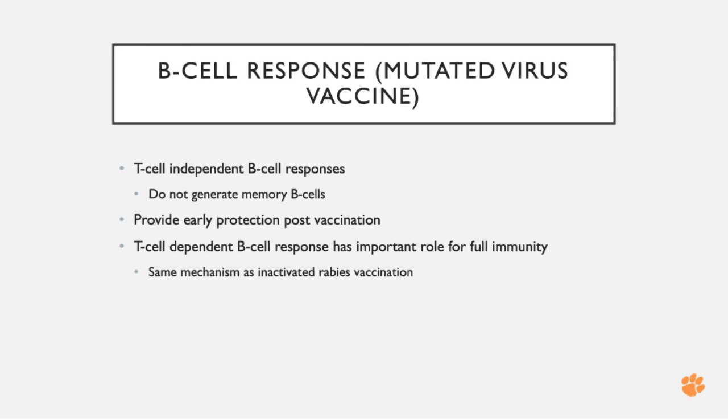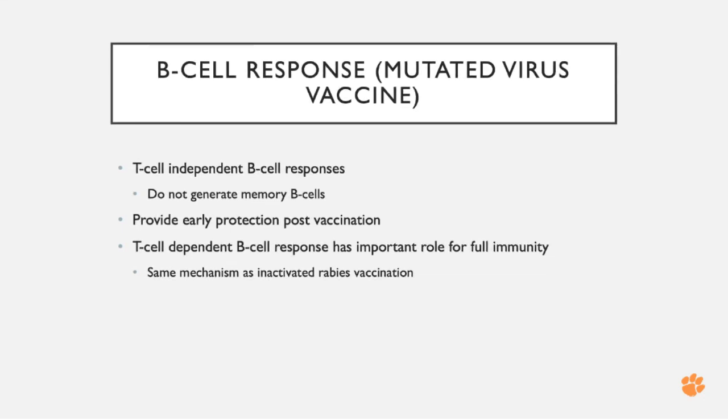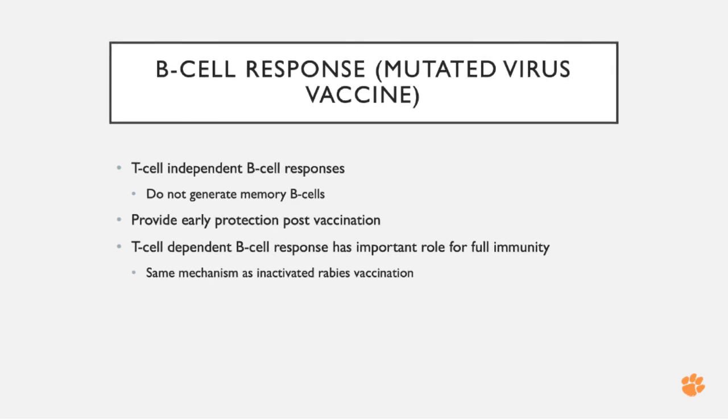T-cell dependent B cell response in this vaccine works the same way as it did in the previous vaccine. Evidence from this study shows that T-cell competent mice had higher RV specific antibodies than mice with no T-cells, showing that the use of both mechanisms of activating B cells creates a more robust B cell response.